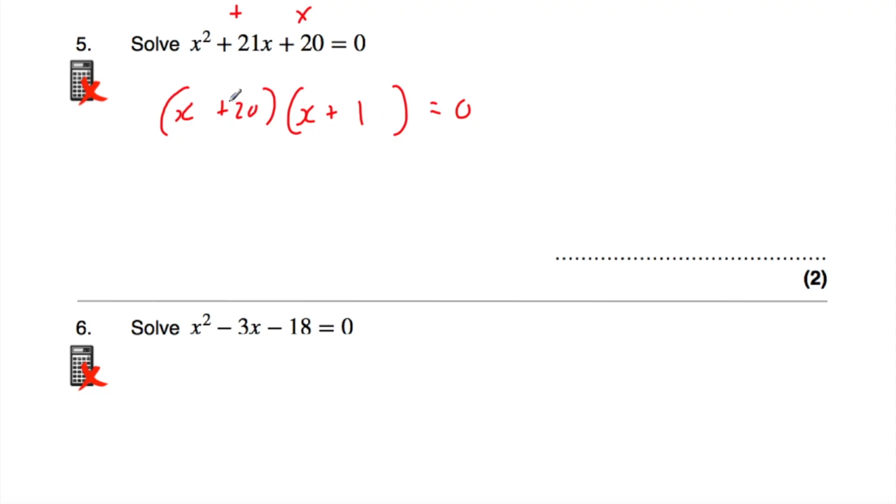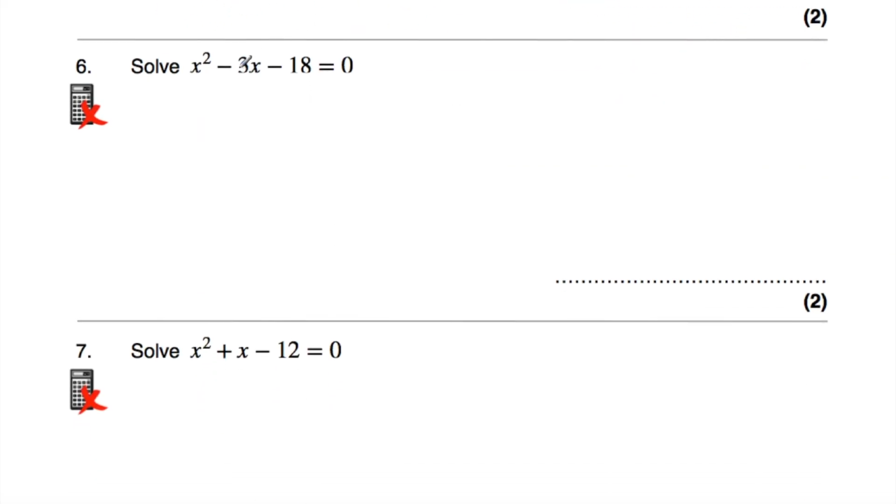So in terms of x plus 20, the value of x that would make that equal to 0 would be negative 20. If x is equal to negative 20, negative 20 plus 20 is equal to 0. Okay, or our other solution would be, if we look at our next bracket, to make this bracket equal to 0, x would have to be equal to negative 1, because negative 1 plus 1 would be equal to 0, so x equals negative 1. So there are two solutions, that either x equals negative 20 or x equals negative 1. And that's it. Okay, let's look at our next question, question number 6.